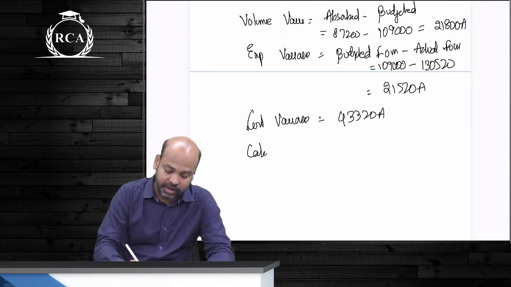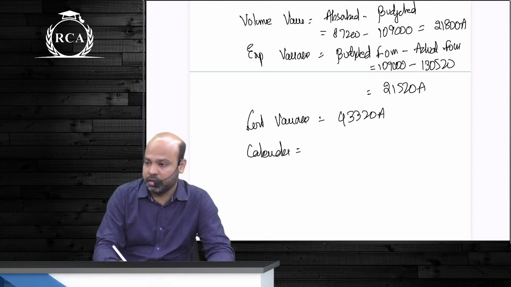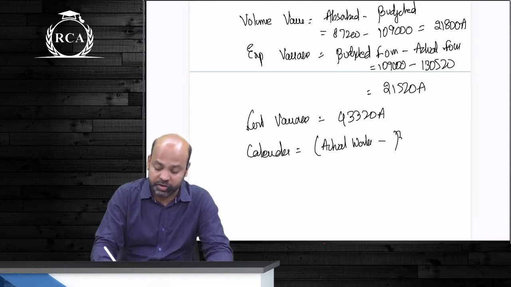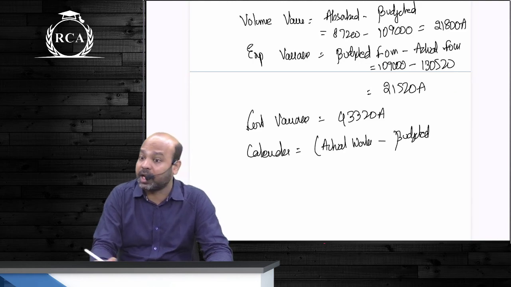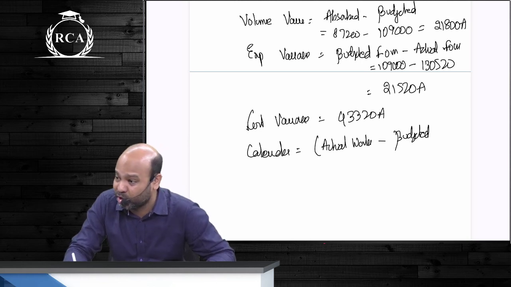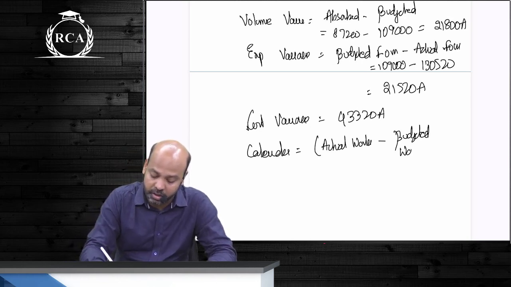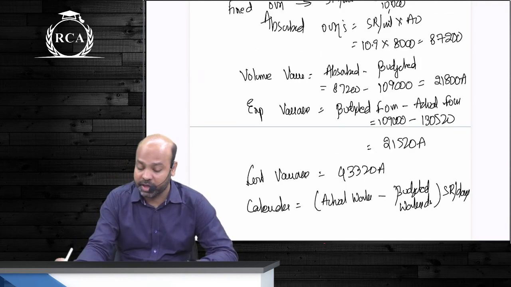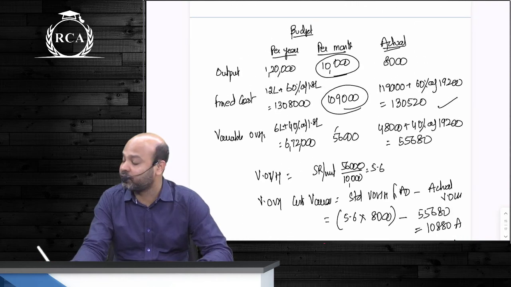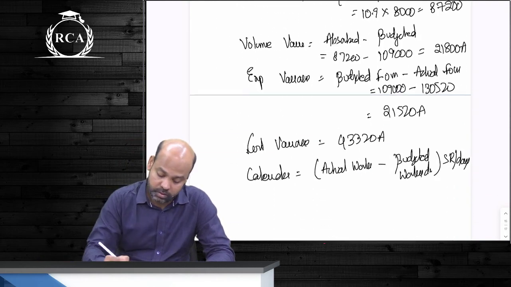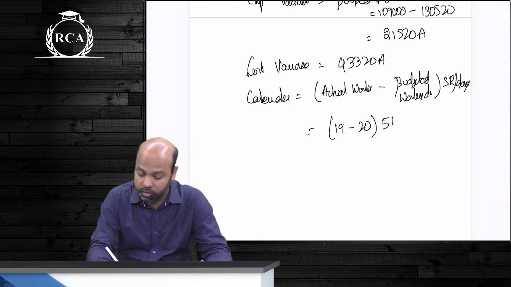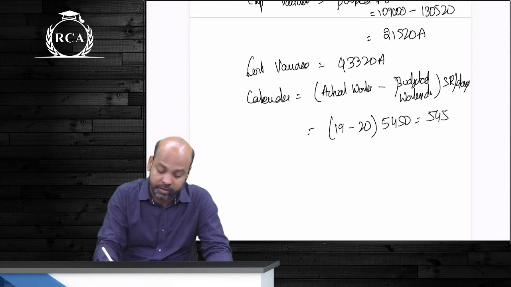Calendar variance, will that be favorable or adverse? I can write actual working days minus budgeted working days into standard rate per day. I cannot write RBH minus BH here because number of hours data is not given. So this multiplied by standard rate per day. Tell me the standard rate per day. 1,09,000 divided by 20 days. 5,000. So this will be 5,450 adverse.